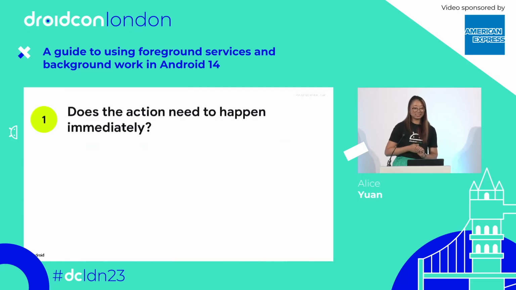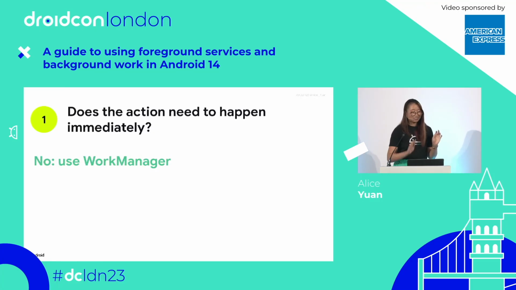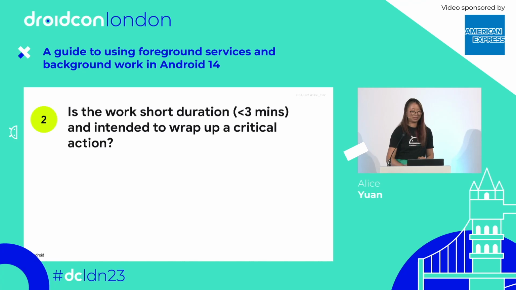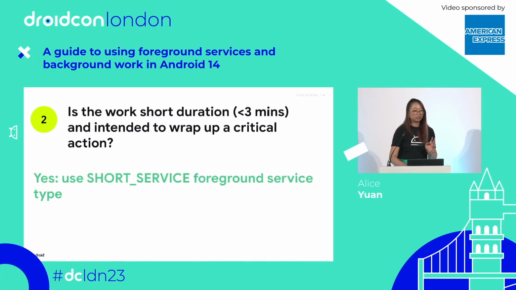So first question, does the action need to happen immediately? Well, if it doesn't happen immediately, then this work is deferrable. You should use Work Manager. Secondly, is the work short duration and intended to wrap up a critical action? If yes, this is one of the few scenarios where it is okay to use a foreground service without justification. You can use the short service type.